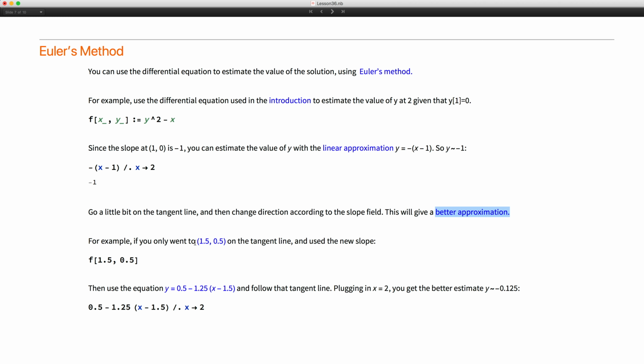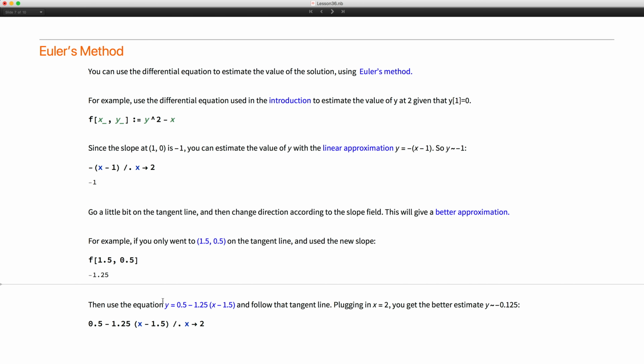So for example, you could go halfway from 1 to 2, up to 1.5, and then you could change your direction with the new slope, and you get a better approximation from the linear approximation over here, and you get the solution at 2 to be negative 0.125.